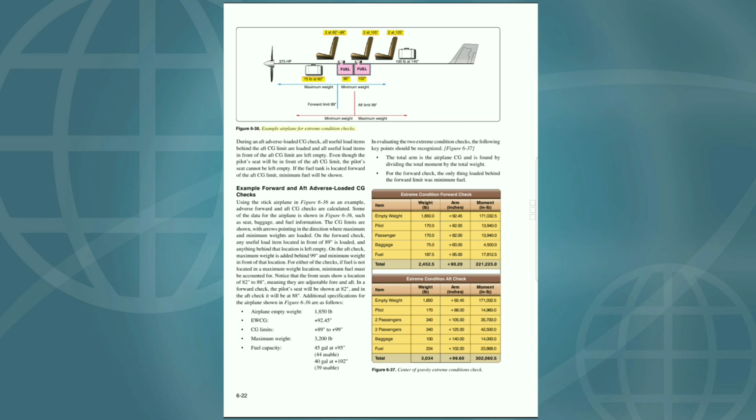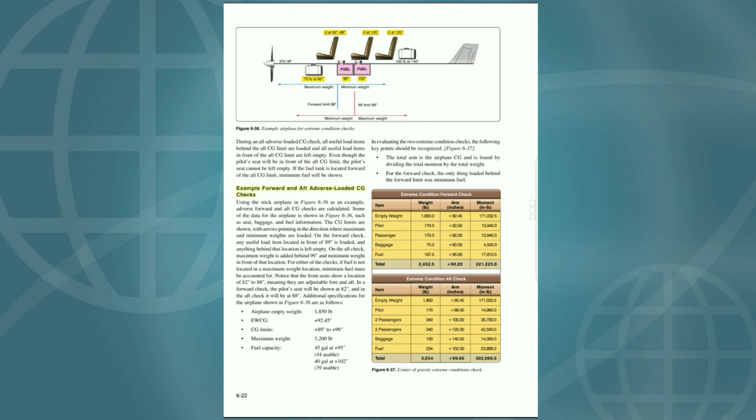Figure 6-36. Example airplane for extreme condition checks. During an aft adverse loaded CG check, all useful load items behind the aft CG limit are loaded and all useful load items in front of the aft CG limit are left empty. Even though the pilot seat will be in front of the aft CG limit, the pilot seat cannot be left empty. If the fuel tank is located forward of the aft CG limit, minimum fuel will be shown.